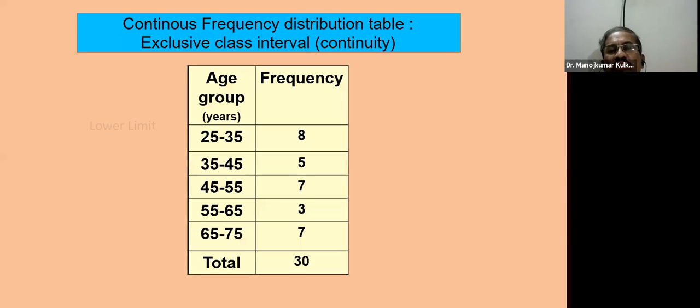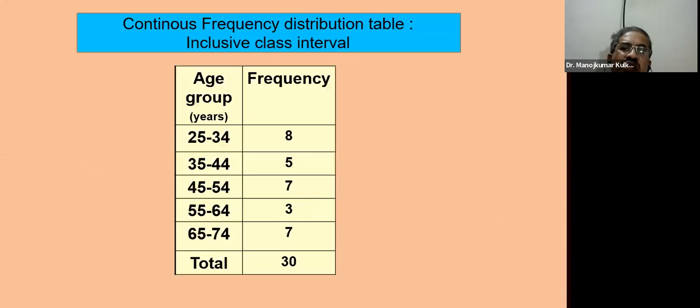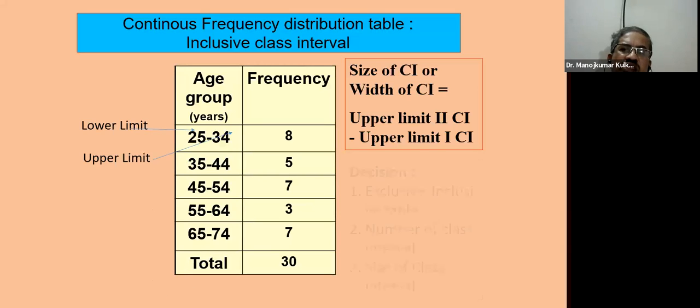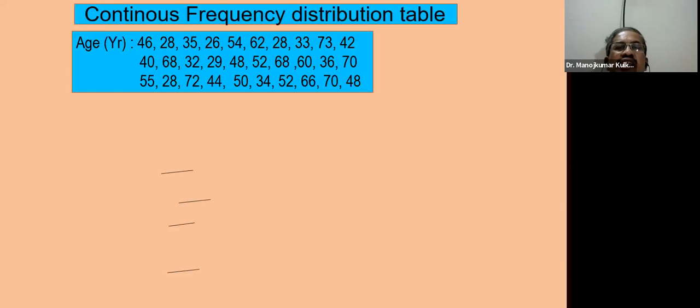Okay, then we have the continuous frequency table. Suppose you have measured the age of your customers, like 46, 28, something like that. For this data, if you prepare a discrete frequency table, it will become unduly long. For each value you have to prepare the frequency table, which is not feasible. Our purpose of presenting data is to reduce the data in such a way that we do not lose the information. There should not be too many categories, and there should not be too few.